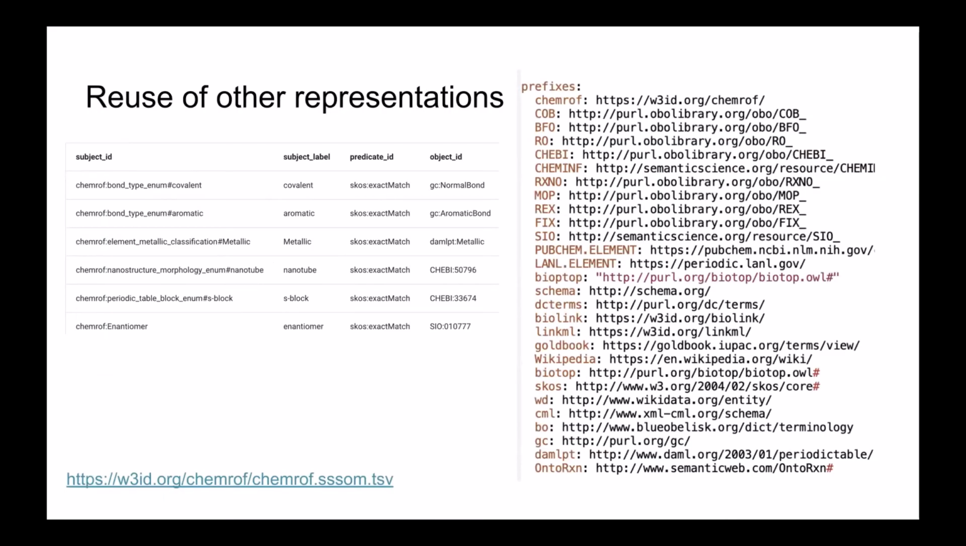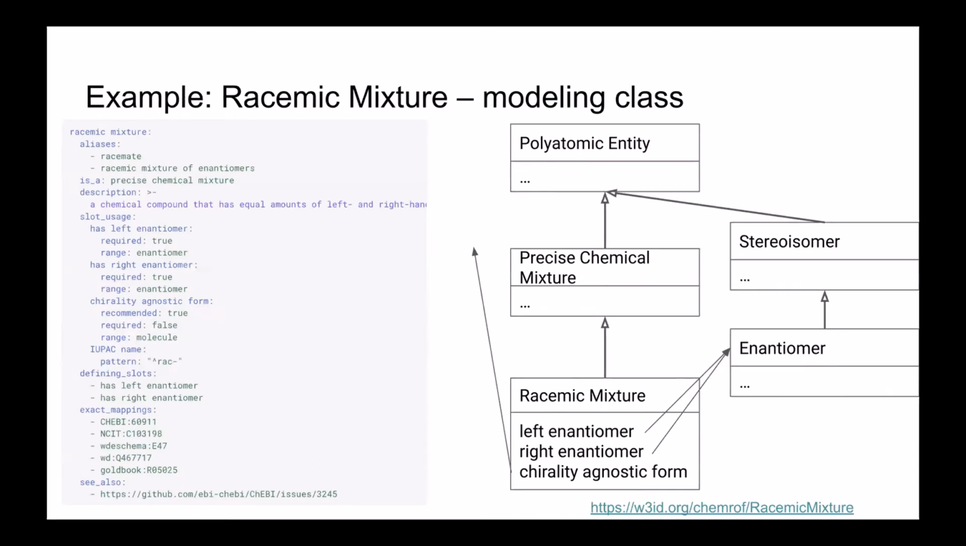Just to give you a sense of some of the namespaces included within ChEMROF, we've heard from some of these today. And there's a little SSSOM file showing the different mappings between some of these concepts. But I want to show you specifically a modeling class here. This is how we might want to model something like racemic mixtures or racemates.